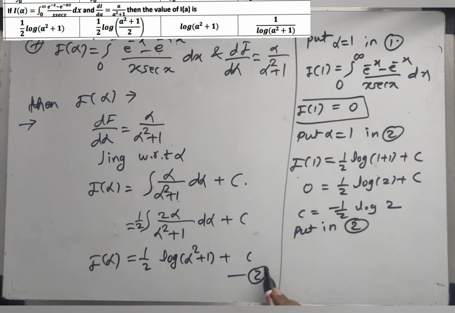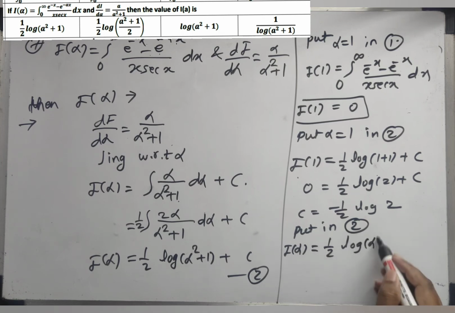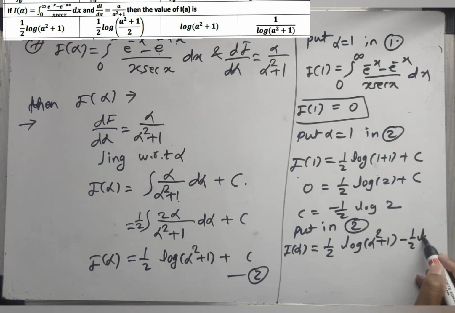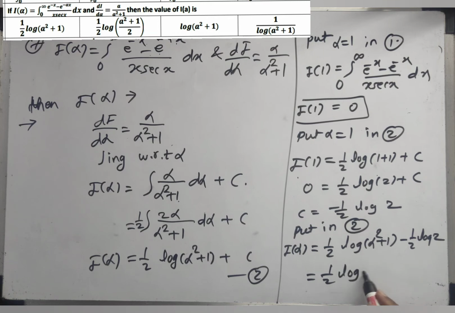So putting c in, we have I(alpha) is equal to 1 upon 2 log of (alpha square plus 1) minus 1 upon 2 log of 2. That is 1 upon 2 common into log of (alpha square plus 1) minus log of 2. By property of log, it will be log of (alpha square plus 1) by 2. Okay. So the answer is option B.